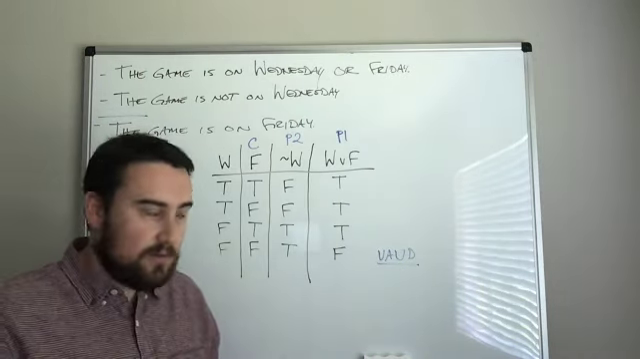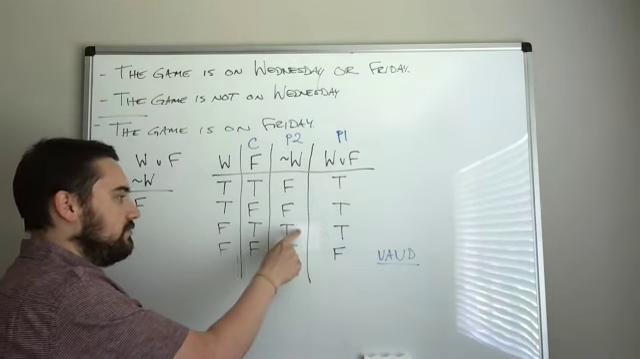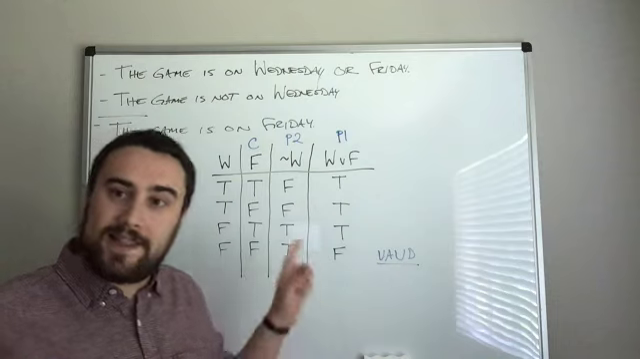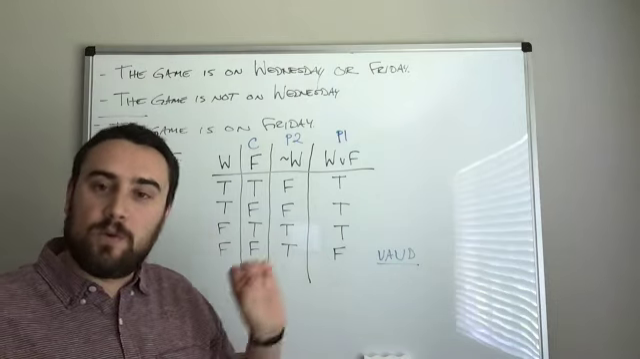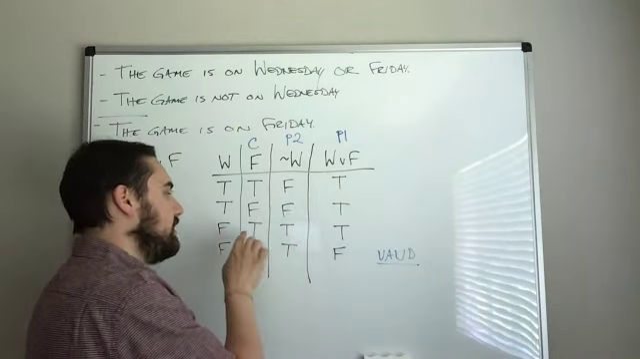It's important to know that just because you have an instance on your truth table of all true premises and a true conclusion, that's not what makes the argument valid. What makes the argument valid is that nowhere on the truth table are there two true premises and a false conclusion.